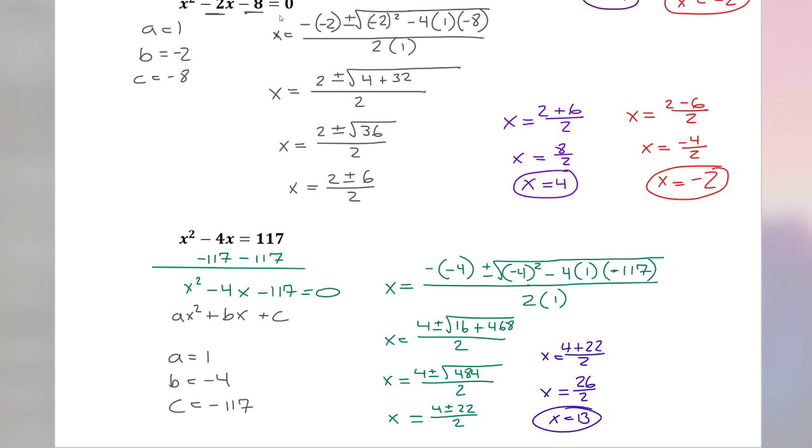And then I need to solve for the negative root. So we have x equals 4 minus 22 divided by 2. So 4 minus 22 is going to be negative 18 divided by 2. So x equals negative 9. So our two roots are x equals 13 and x equals negative 9.